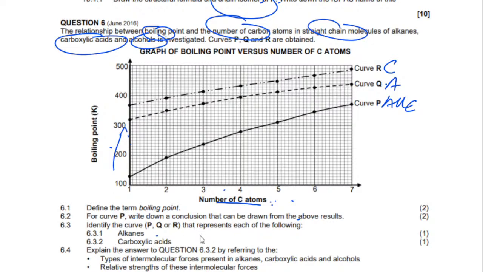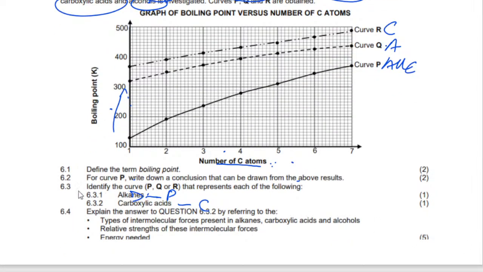They're saying to represent each of the following. Alkane, we have seen it. Alkane is going to be P, and then carboxylic acid is going to be C. Explain the answer you have mentioned above. Alkanes only have London forces, which require less heat to break the intermolecular forces of attraction. Hence, their boiling point is low. While carboxylic acid has London force, dipole force, and hydrogen bonds, which require a large amount of heat to break those intermolecular forces of attraction. Hence, their boiling point is a little bit higher.